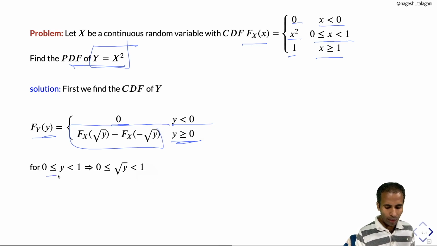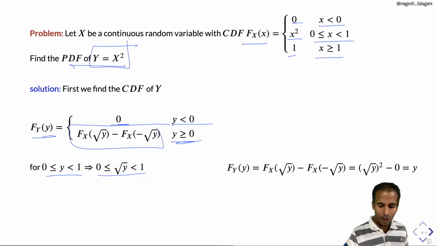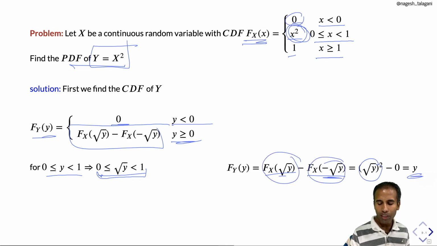For 0 less than or equal to y less than 1, root y is also between closed 0 and open 1. So F_Y of y has the value F_X of root y minus F_X of minus root y. As root y is between closed 0 and open 1, we have to use this function here. F_X of root y is going to be root y whole square, and minus root y is going to be negative, so when x is negative, the value of F is 0. So this is going to be 0, and this is root y whole square, so we get y.